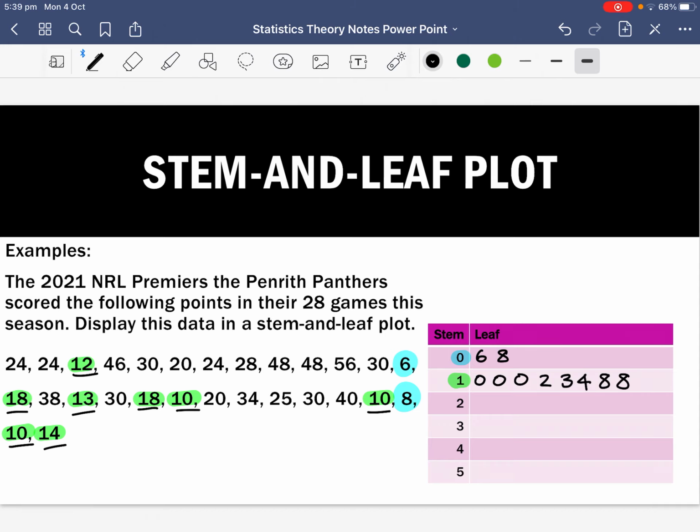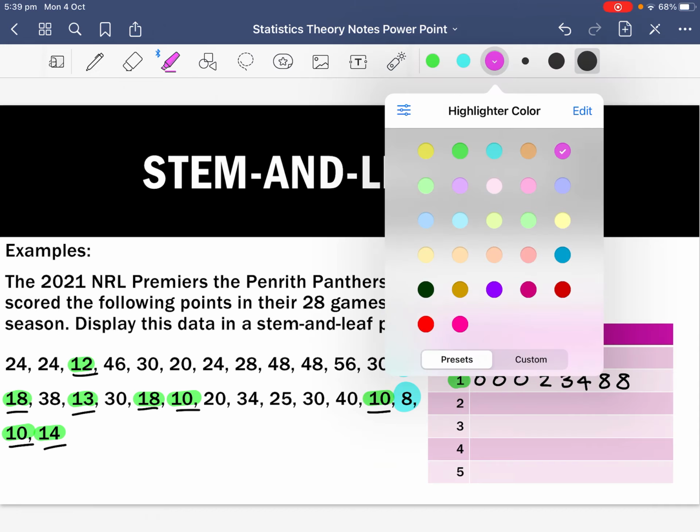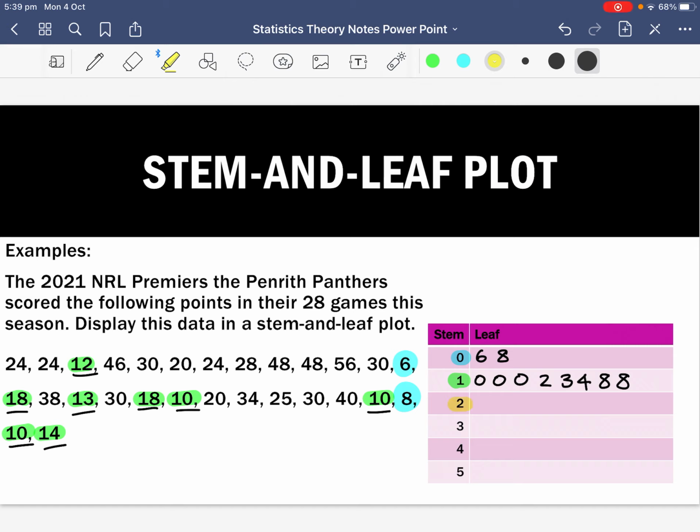So then we have our stem of 2. Any scores that have a 2 at the front, so 24, 24, 20, 24, 28, 20, 25. So we're going to write those ones down. Our lowest is 20 and that occurs twice, so 2 zeros. Then we have 24 and it occurs 3 times. Then we have 25 and then we have 28.